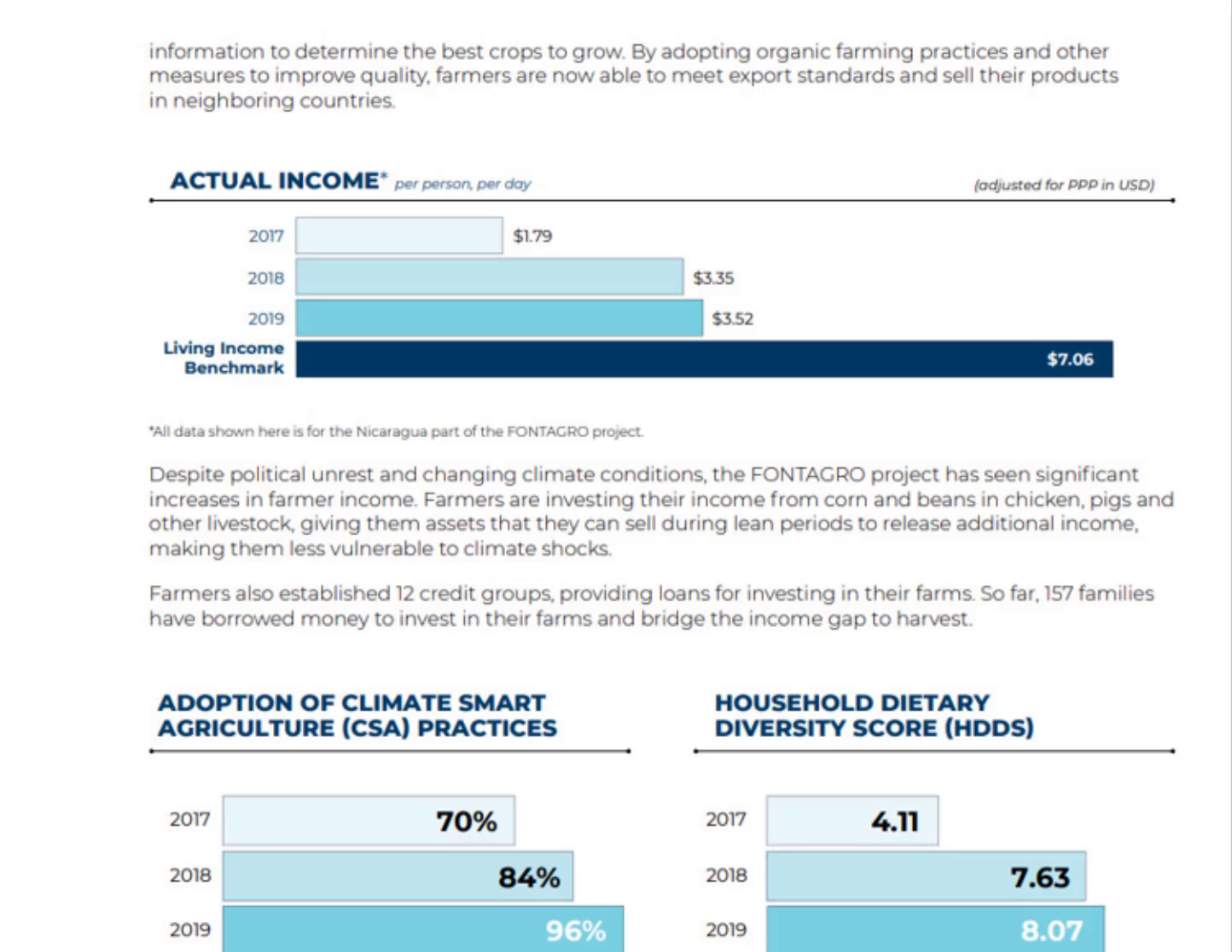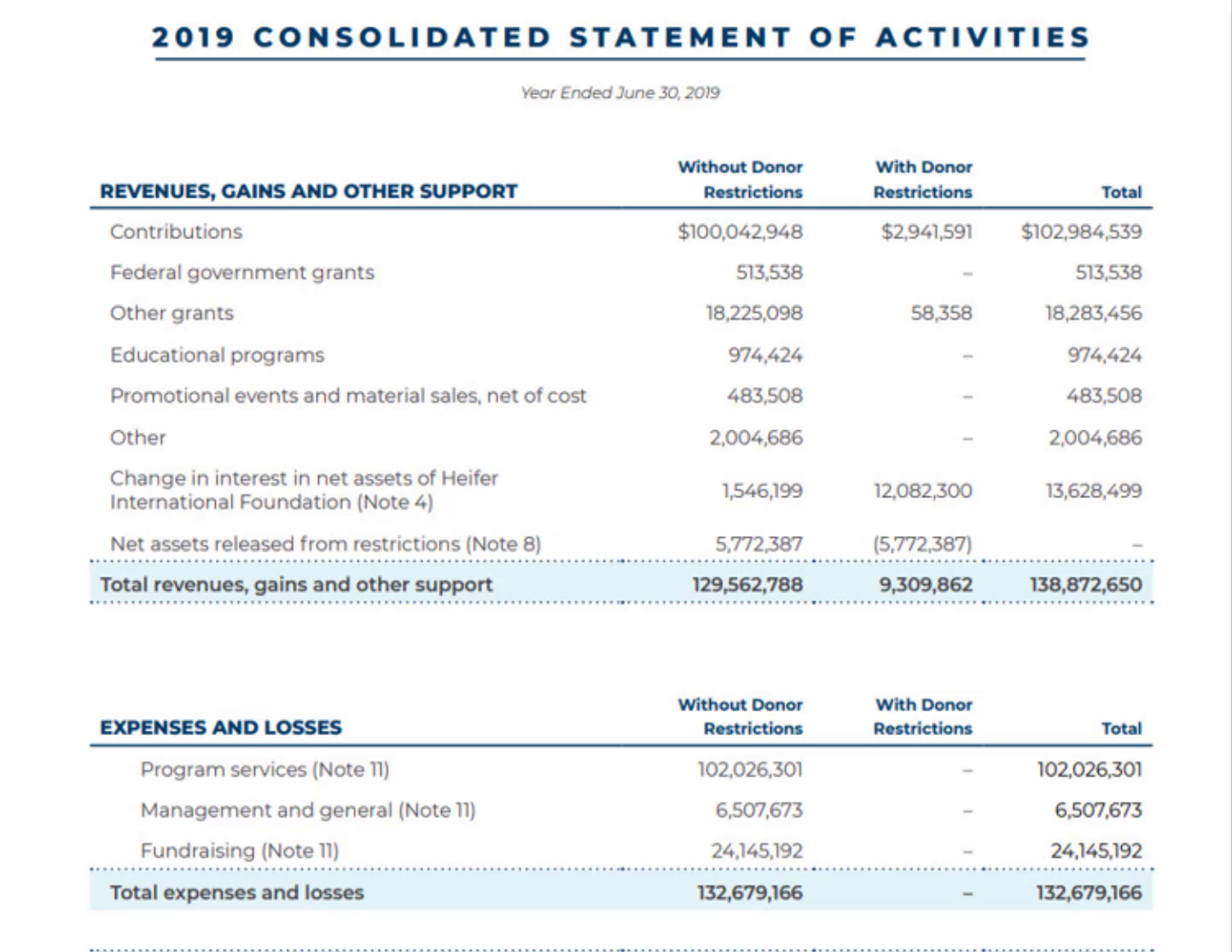Here's another data display, a bar chart that includes the actual daily income of someone in Nicaragua in 2019 and also the living income benchmark. Here's another data display, a table presenting specifics about activities, expenses, and losses.